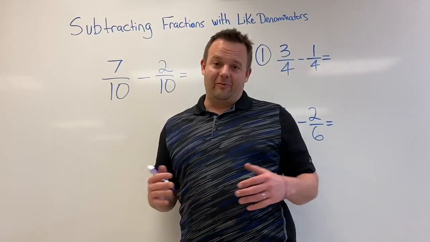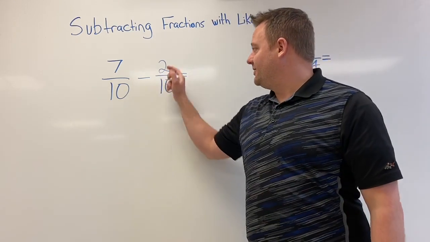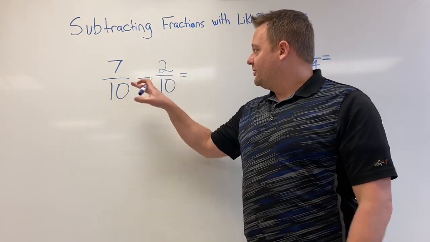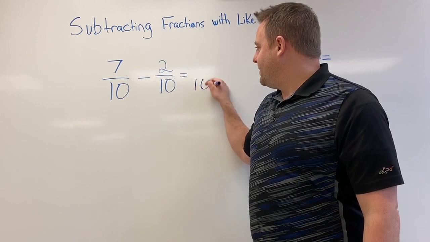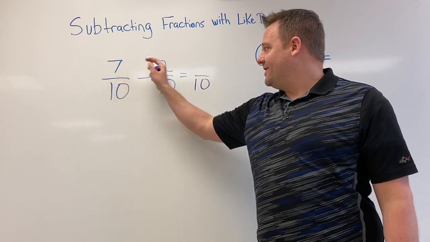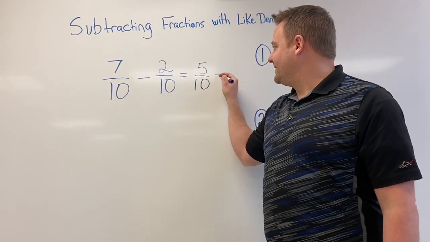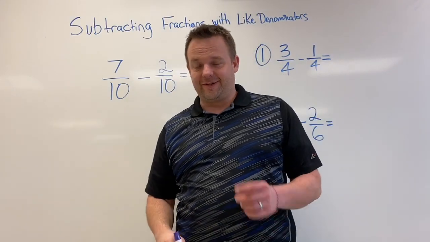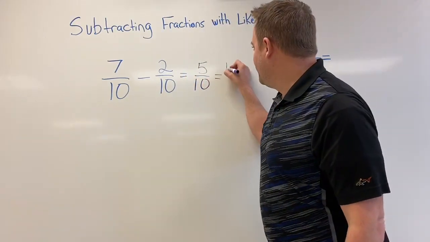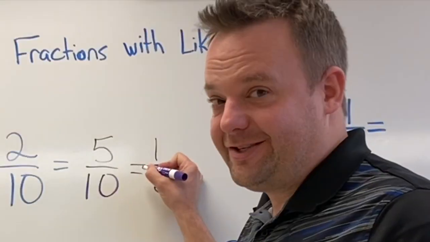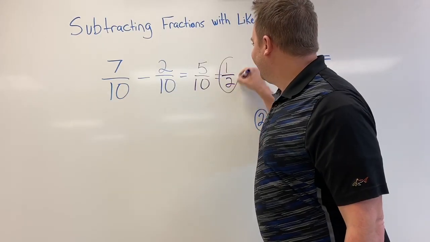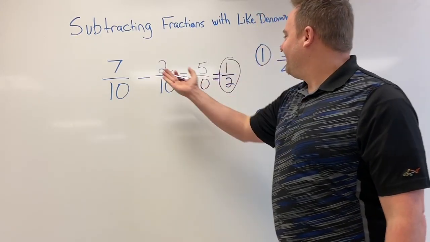All right, we're back. 7/10 minus 2/10. Now let's do it on the board. So the denominator stays the same when you subtract. 7 minus 2 is 5/10, and 5/10 equals, that's right, 1/2, as you saw earlier. So 5/10 equals 1/2, and there we go.